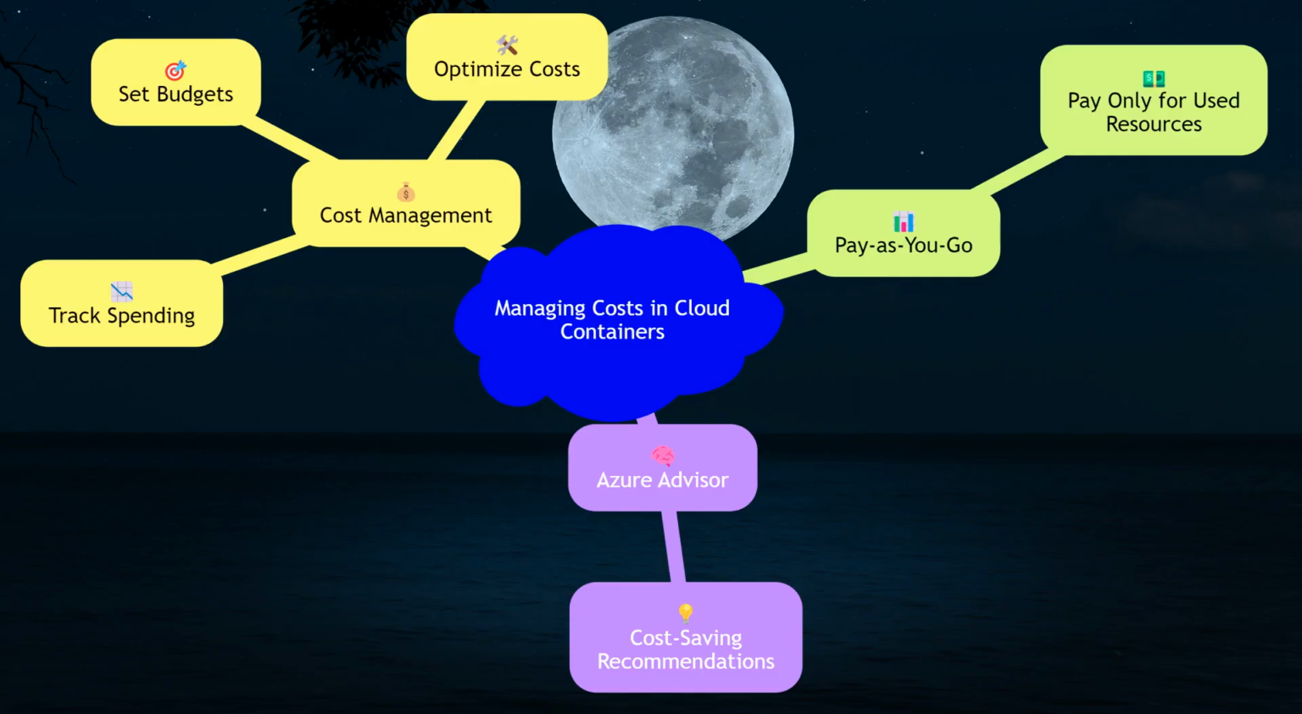Managing costs is crucial when running containers in the cloud. ACI offers a pay-as-you-go pricing model, allowing you to pay only for the resources you use. You can use Azure Cost Management and Billing to track your spending, set budgets, and optimize costs. Additionally, you can use Azure Advisor to get recommendations on cost-saving opportunities.